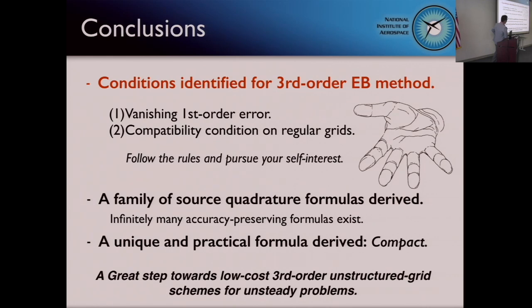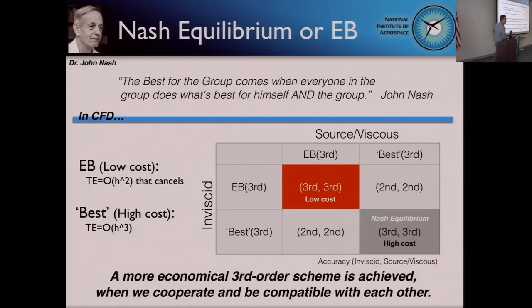And finally, whenever we talk about Adam Smith, we talk about John Nash. John Nash, I think is famous enough, who was awarded the Nobel Prize in 1994 for his contribution to game theory. And his discovery was taking a famous example, the prisoner's dilemma problem. If everybody seeks self-interest, you end up with an equilibrium. That's called Nash equilibrium. And he pointed out that's not optimal for the group. So he says the best for the group comes when everyone in the group does what's best for himself and the group. And this argument is often used to refute Adam Smith.